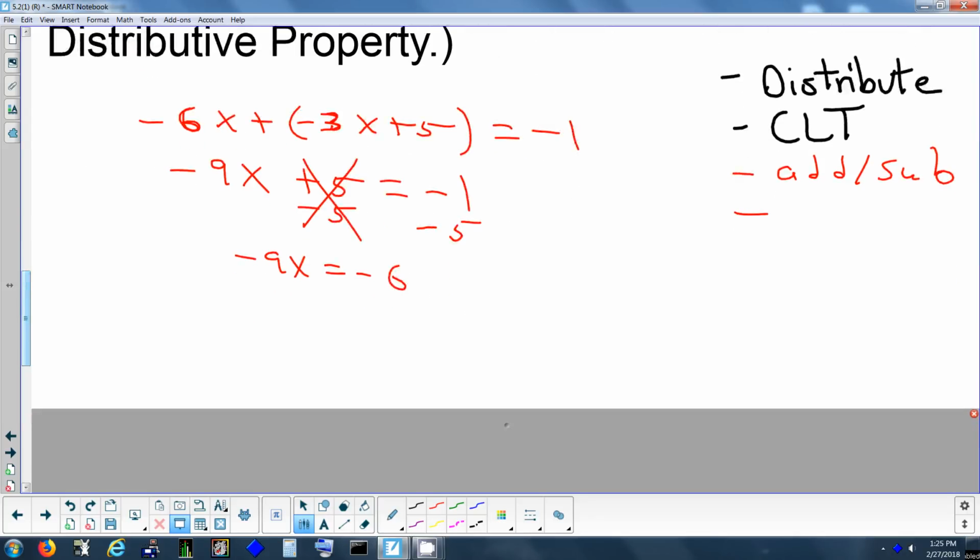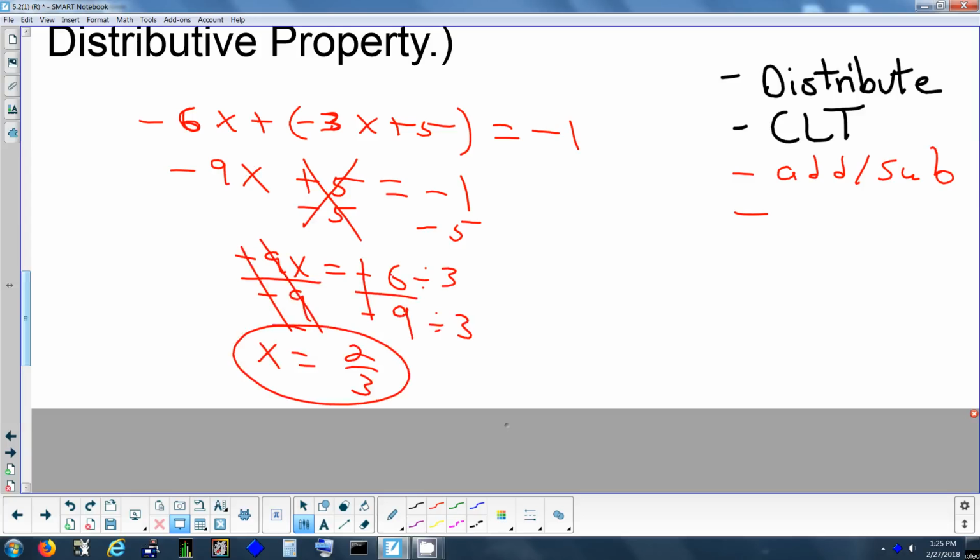Now, how do we get x by itself? Because that negative 9 is still there. We don't want it there. Yep, Paige. Divide by negative 9. Negative divided by negative is positive. And can you reduce 6 divided by 9? Divide top and bottom by 3. So it would reduce to 2/3.